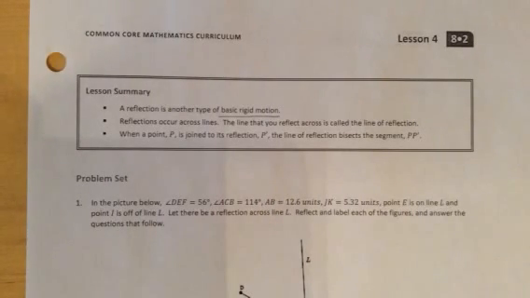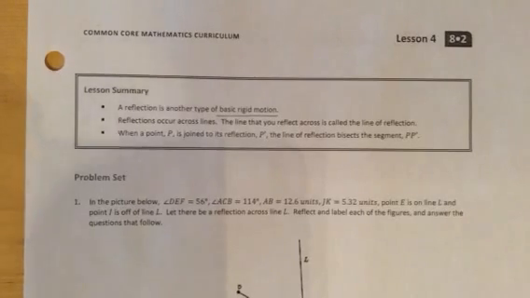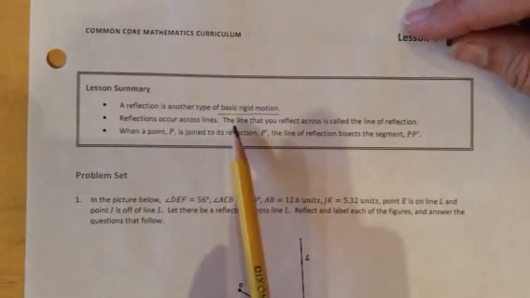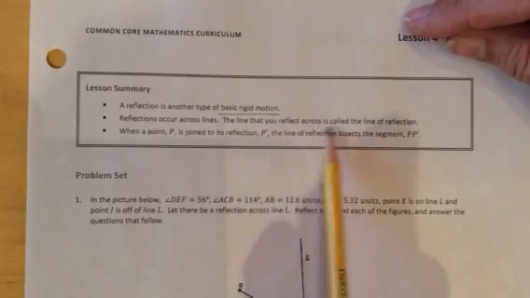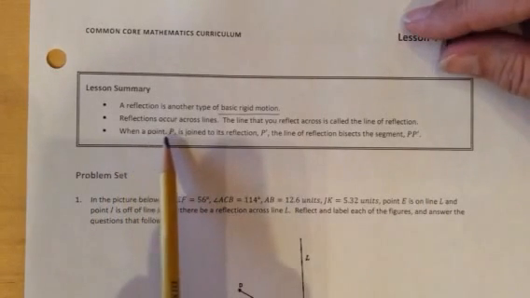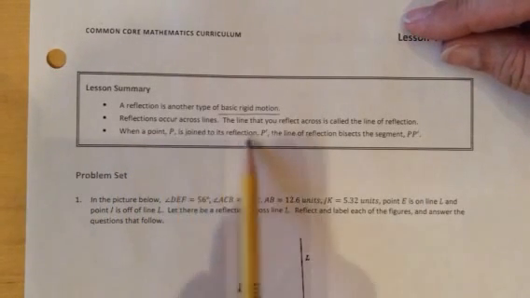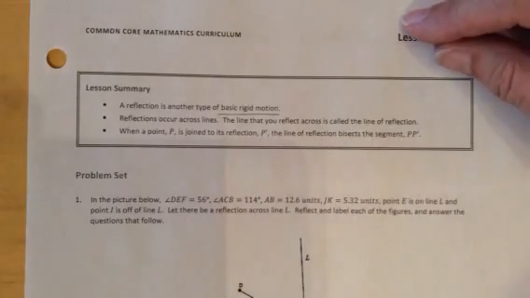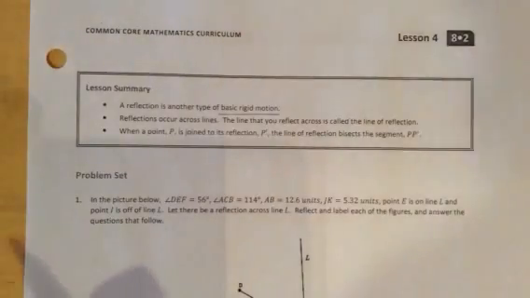Even though there are definitely differences, they have those properties in common. They're distance preserving and angle preserving. Nothing grows or shrinks with this type of transformation. And reflections occur across lines. So in order to do a reflection, you have to be given a line called the line of reflection. If you don't have a line of reflection, you can't reflect. And this we saw in the one example. When point P is joined to its reflection P prime, the line of reflection bisects the segment PP prime. So those are all things that are true.